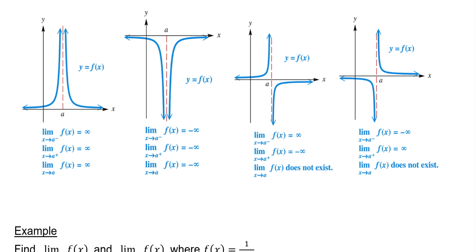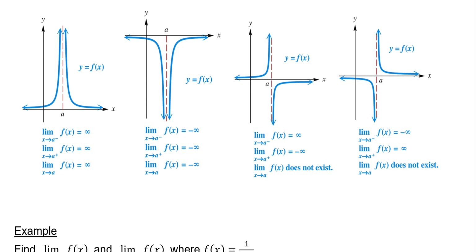For the next one, you can see that as we approach it from the left side, that's going to infinity. As we approach it from the right side, that's going to negative infinity. Since the limit from the left goes to infinity and the limit from the right goes to negative infinity, and those are not the same, the limit in general does not exist.